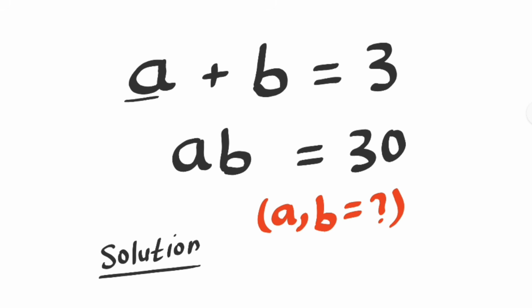Here we have a plus b is equal to 3. Let us call this equation 1. And then ab is equal to 30. Let us call this equation 2.